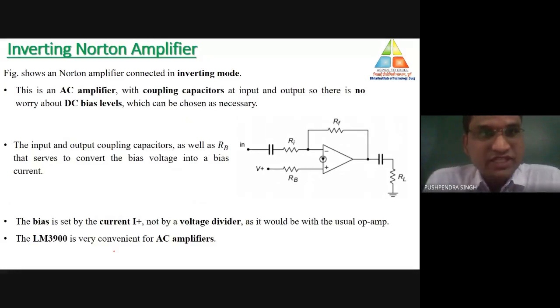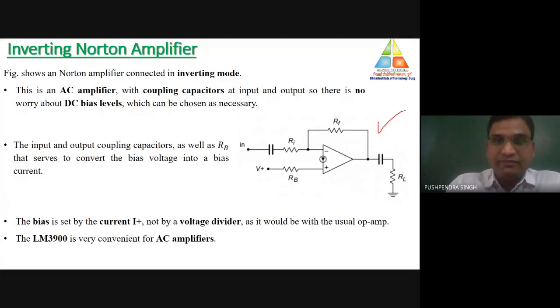Now, the first kind of Norton's amplifier is the inverting Norton's amplifier. As I told you, there are 3 terminals in the case of the Norton's amplifier: 2 are inputs and 1 is the output. The 2 input terminals are the inverting terminal and the non-inverting terminal, as usual in the case of IC741, and the output is taken at the output terminal. As you can see here, this is the connection diagram of the inverting Norton's amplifier, where Ci and C0 are the coupling capacitors which are used to reduce the DC voltage.